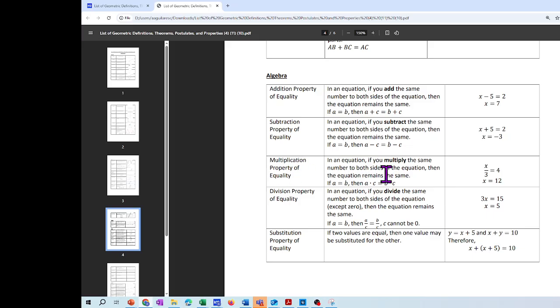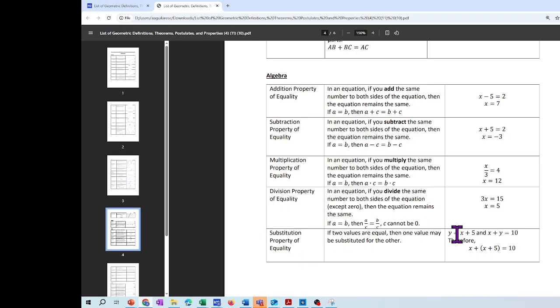Multiplication property of equality: you multiply the same number to both sides. For example, you isolate x, the 3 is dividing, so you move it multiplying the 4. 4 times 3 is 12. Division property: you divide the same number on both sides. So to isolate x, you divide both sides by 3. 15 divided by 3 is 5.